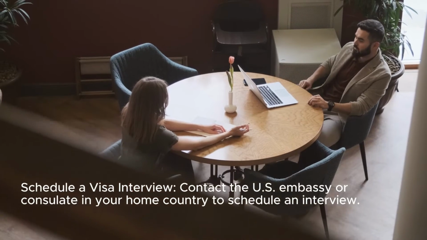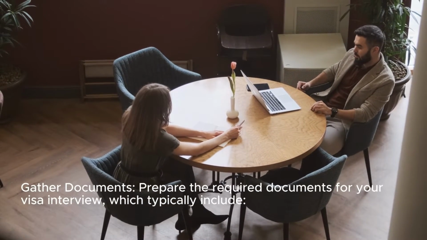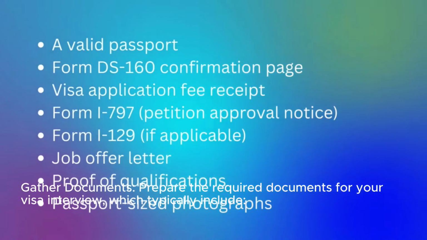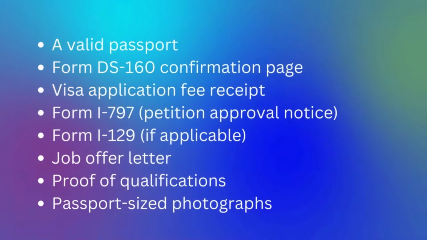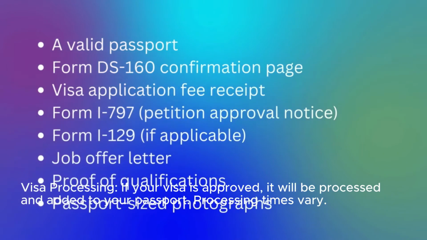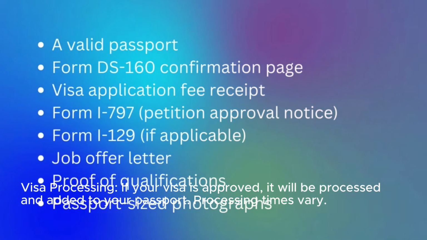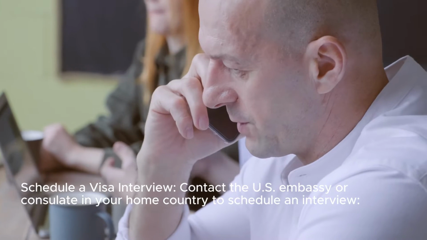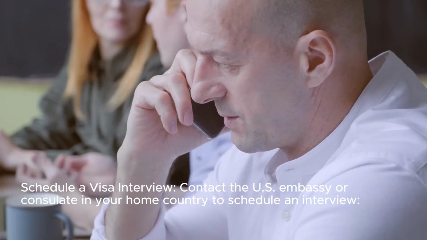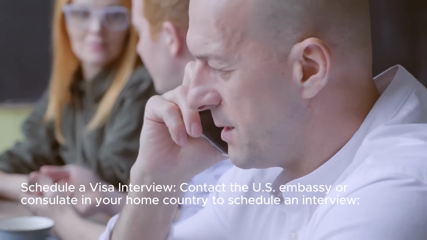Gather documents. Prepare the required documents for your visa interview, which typically include a valid passport, Form DS-160 confirmation page, visa application fee receipt, Form I-797, petition approval notice, Form I-129 if applicable, job offer letter, proof of qualification, passport size photographs. Schedule a visa interview. Contact the U.S. Embassy or Consulate in your home country to schedule an interview.